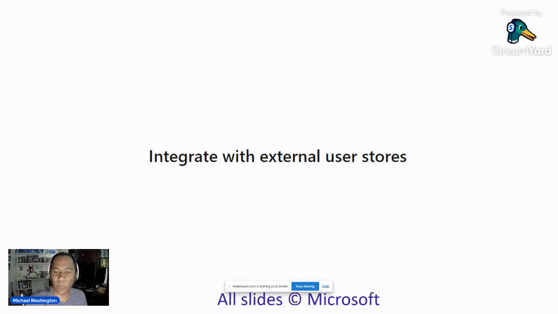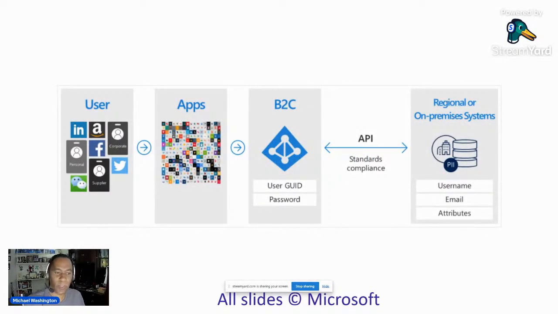It also integrates with external user stores. Reading from left to right, the person logs in using, again, any social identity provider. They're logging into the various apps you have. The user is stored in the Azure B2C tenant. However, only the GUID for the user and their password can be stored in the Azure B2C tenant. All other information can be stored on premises. Sometimes people need that for compliance, that has to be stored on-prem. So Azure B2C actually works with that. Again, this does require custom policies to implement.